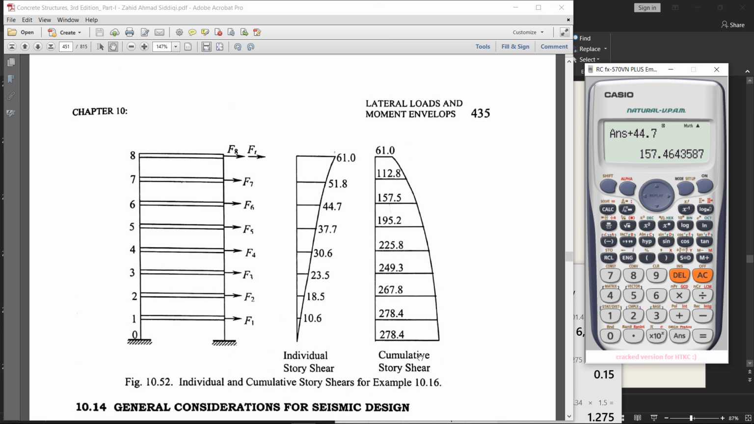So that's all for today's lecture, and this is a good example. At the end of this chapter there is an example you have to also do as an assignment. Okay, so that's all. Have a nice day.